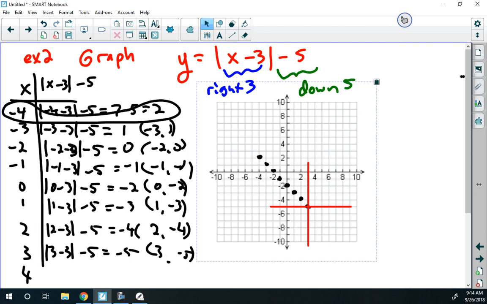Those crosshairs are kind of like our new home. No reference to Wyndham intended. Those crosshairs are where our vertex is going to be. It's as if we're graphing the parent function from those crosshairs.